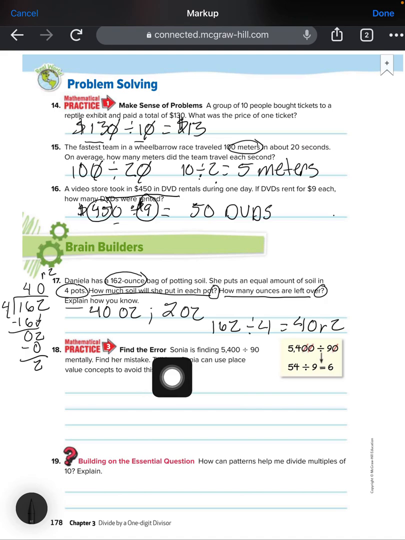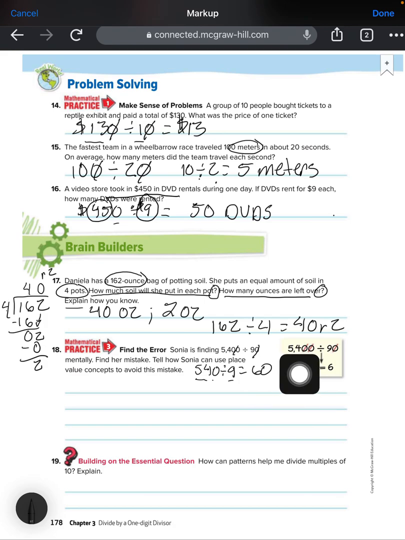Okay, number 18, find the error. Sonia is finding 5,400 divided by 90 mentally. Find her mistake. Tell how Sonia can use place value concepts to avoid this mistake. So if I were doing this, I would cross off 1 zero and 1 zero. So then I would have 540 divided by 9. And I know that 54 divided by 9 is 6. And I would bring that 0 over, it'd be 60.